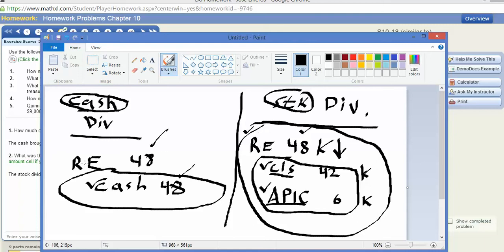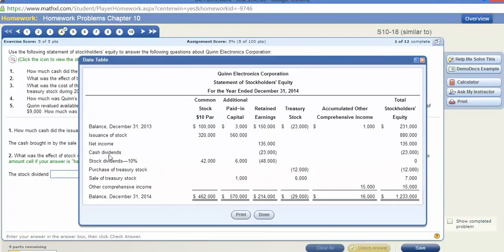No different than if you paid cash. When you pay cash, you also have to take it out of retained earnings. The only difference is you don't consume cash, but you have to issue stock to cover it. And that's what they're showing here. Stock dividend, you can tell once again that 4,200 shares were issued as a stock dividend. And the reason I can tell that is the par value is 10, the dollar amount is 42,000, and this number is always par times the number of shares outstanding, the number of shares that were issued. $10 times 4,200 shares is 42,000.